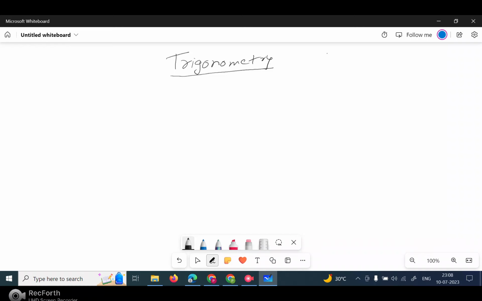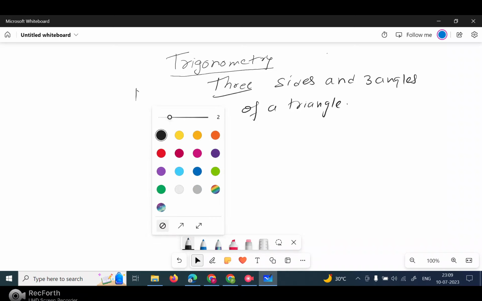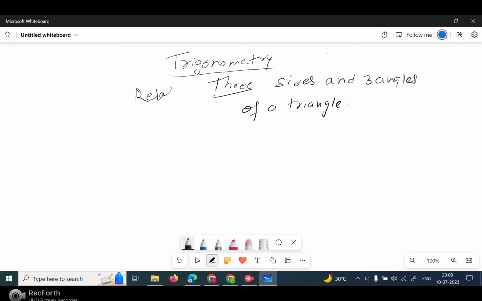I think all of you have heard about trigonometry. Now what we are going to learn, basically what we do in trigonometry, we talk about the three sides and three angles of a triangle. So that mainly is covered in trigonometry when we are talking about the relationship between the three sides and the three angles.